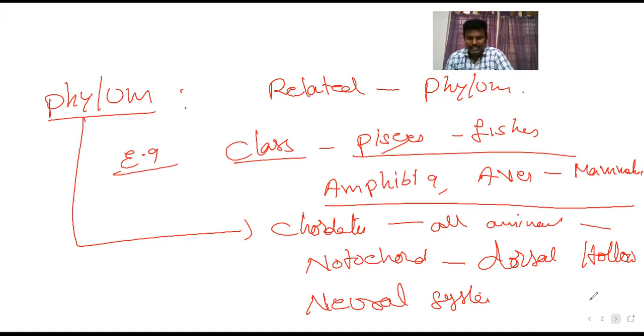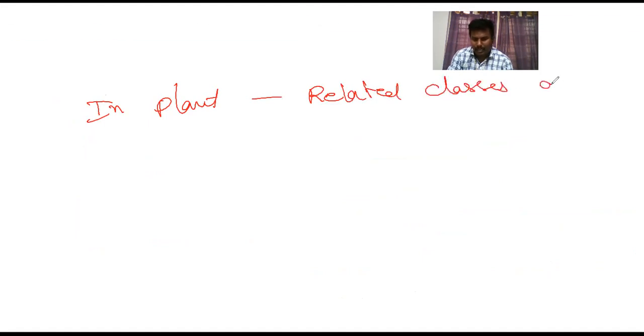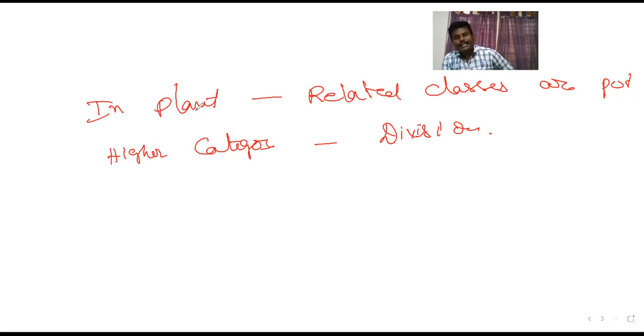In plants we will not call it phylum. Instead, in plants the related classes are put together in a higher category called division. In case of plants we call it division; in case of animals we call it phylum.